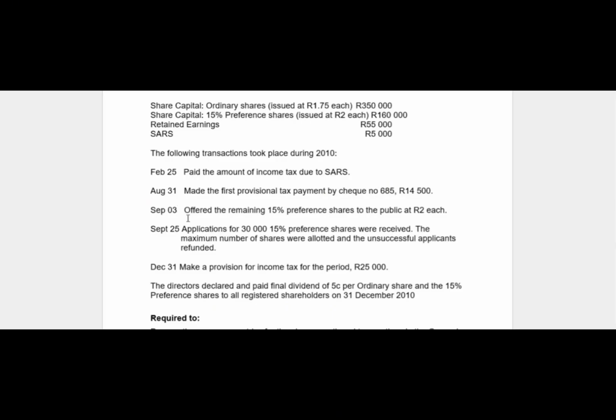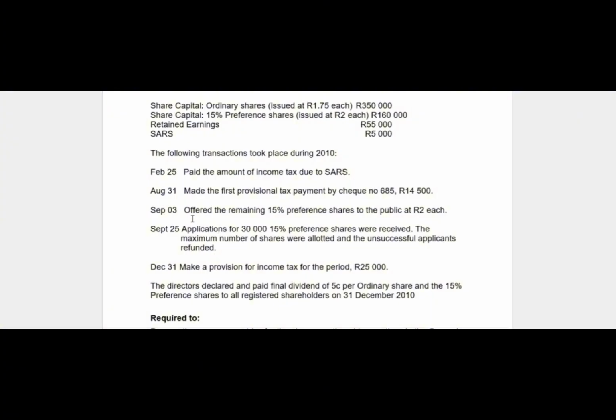So we always have to start with the application, then we allocate, then we refund if they applied for more than what we are offering. We refund what we cannot offer, or what we cannot allocate to the people, right? So remember, you cannot record the offering of shares without receiving an application. So you need to start with the application and allotment, and then secondly, you will allocate, then you will refund.